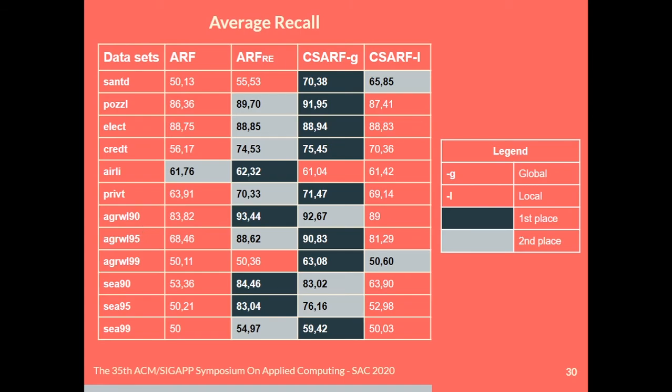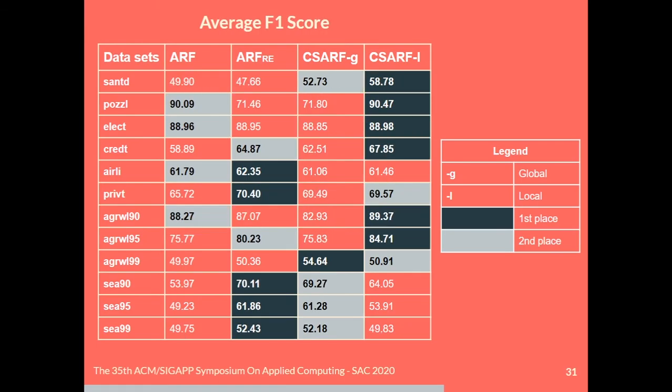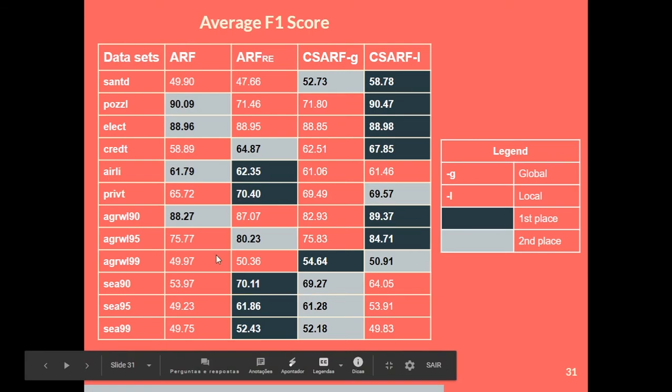in the imbalanced datasets. When evaluating the methods using average F1 score, we noticed that ARFRE presented great performance in some imbalanced datasets. In contrast to the previous metric, CSARF Local scored first place in almost every real imbalanced dataset. The global version of CSARF was noticeable only in the synthetic datasets generated by the CIA generator, in which ARFRE with resampling stands out with the best results.